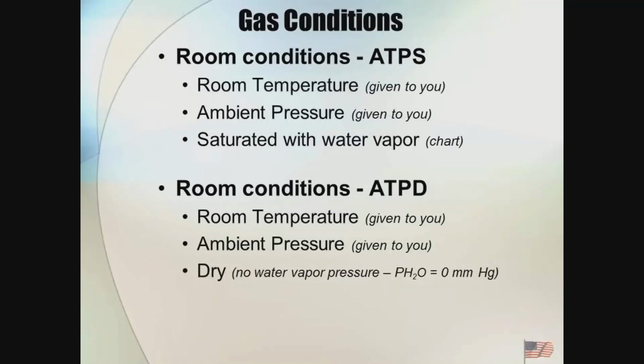So in the case of ATPS, ambient temperature, pressure, saturated, I would need to find out what the room temperature is and what the barometric pressure is. From that, we can look on that chart and determine how much water vapor is present. Dry, there's no water vapor pressure, so we can ignore that.